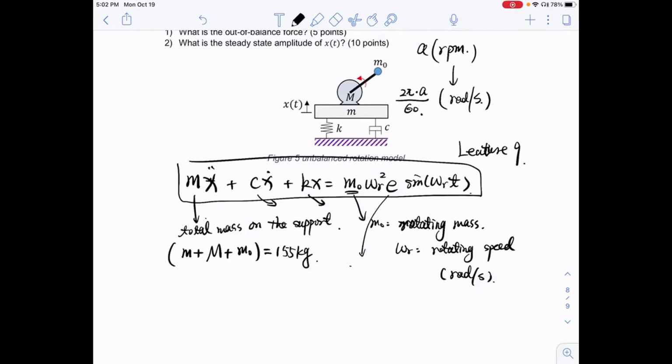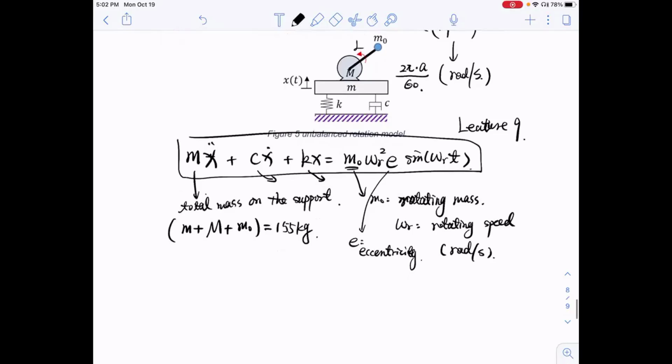So E is the eccentricity, or how far away your F naught is from the center of rotation. So over there it is L. So all the other stuff applies. So in order to find it, the unbalanced force is pretty straightforward. So this coefficient, or this constant there, is the out of balance force.